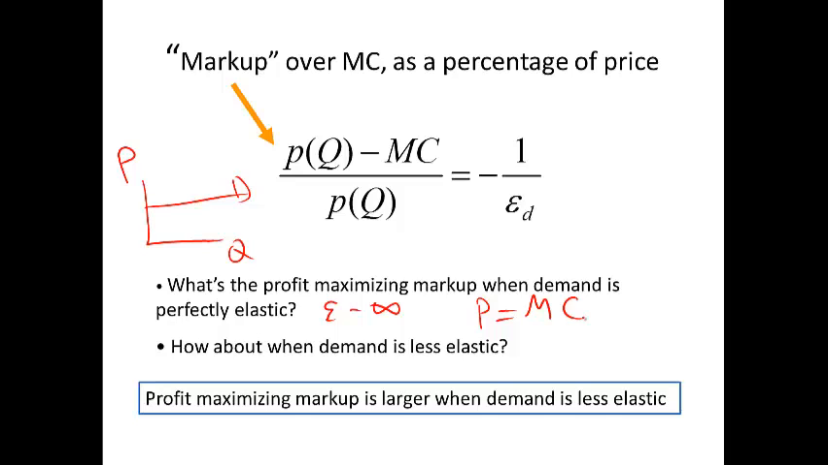But how about situations where there's some market power, where demand is less elastic? Well, as the elasticity comes up from negative infinity towards 0, that is, demand becomes less elastic or more inelastic, what happens in this box is that the profit maximizing markup is larger as the demand becomes less elastic.